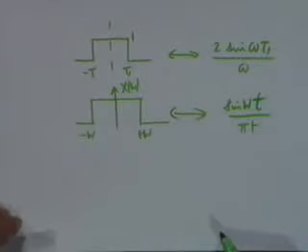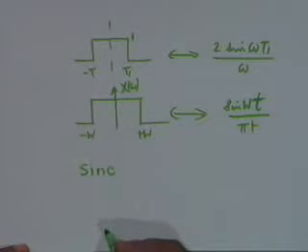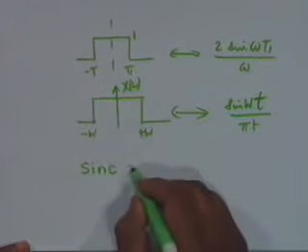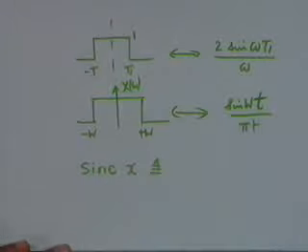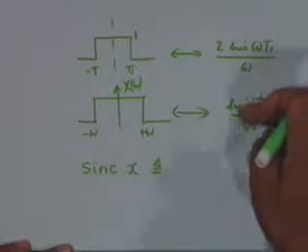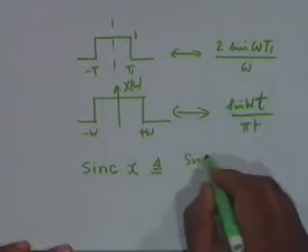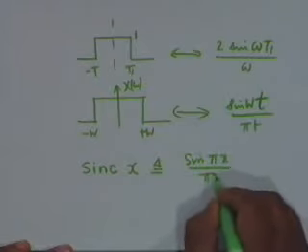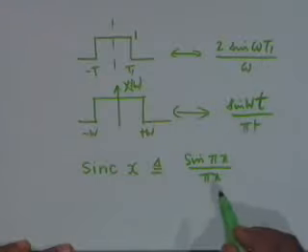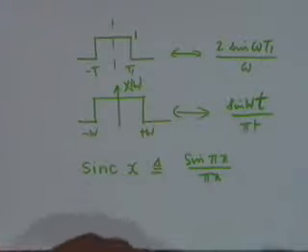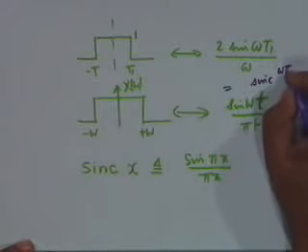Both of these functions go by the common name of a sinc function, S-I-N-C, and sinc of x is defined as, this is just a nomenclature for a function, because sine x by x you will encounter in many places, and both of them can be put in this form, sine of pi x divided by pi x. This is the definition of the sinc function, and obviously you can write both of them in terms of sinc functions. For example, the first one can be written as sinc of omega t1 divided by pi.